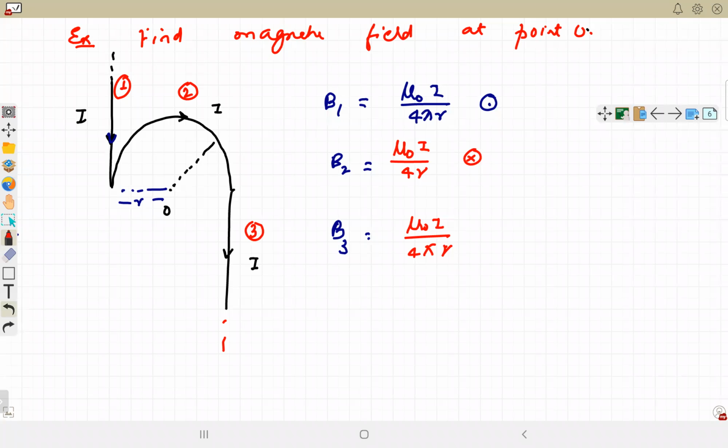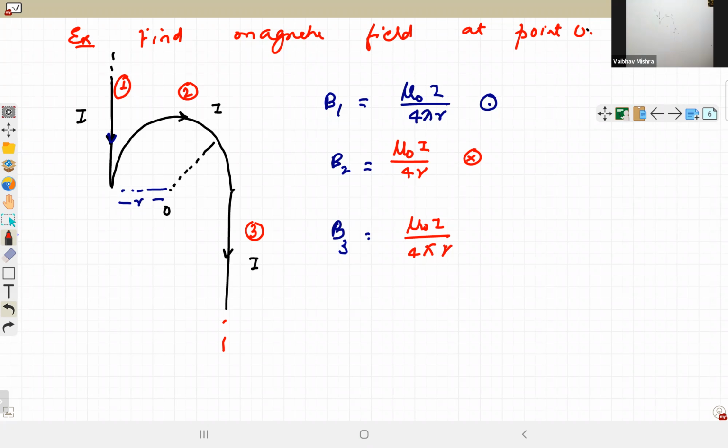Right. So place your right hand thumb in the direction of current and then stretch the palm towards point O. So due to wire one, thumb downward, fingers towards the point, the magnetic field is upward, it is coming out of the plane. Right? Second one is clockwise, into the plane. Third one, stretch your right hand palm again, thumb in the direction of current, palm towards point O and give a slap. Slap is going inside. So due to wire 3, magnetic field is into the plane. Due to wire 1, it is out of the plane. Due to wire 2, again it is into the plane.